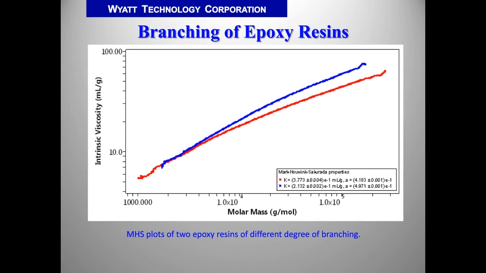This is an example of Mark-Houwink-Sakurada plots for epoxy resins, materials of great technical importance used for manufacturing of paints, adhesives, and composites. Both plots are curved. The average slopes are close to 0.5 or even less. That means we can expect both samples to be branched, and they are not identical. The red one is more branched than the blue one.